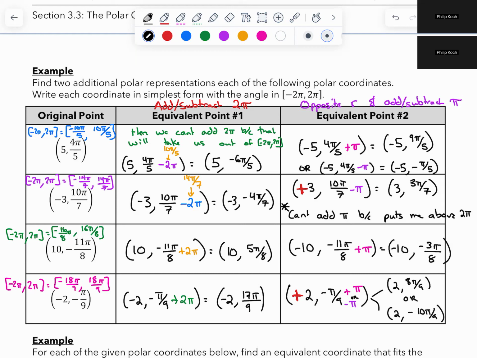I'm always writing what negative 2 pi to 2 pi is in terms of my denominator, because it will make it easier to know whether or not I get outside of the range by adding or subtracting 2 pi. With that one, it's got a negative 11 pi over 8. If I were to subtract 2 pi, that wouldn't work because that would get me to negative 27 pi over 8, which is outside of the range. So I can only add 2 pi in this case. I add 2 pi, keep the radius the same; I'm just finding a new coterminal angle. Negative 11 pi over 8 plus 2 pi, which is really 16 pi over 8, gives me 5 pi over 8.